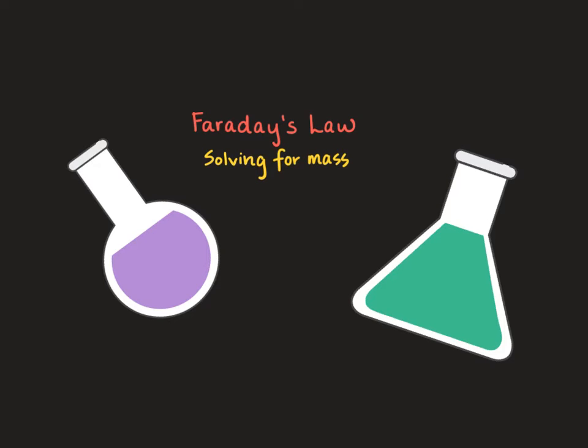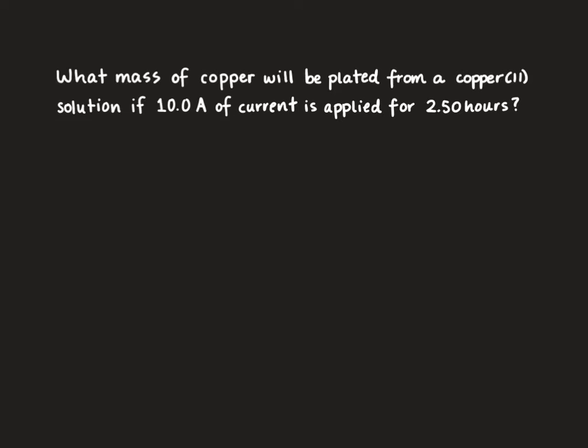In this video, we're going to look at a Faraday's law problem in which we're solving for mass. Our problem is: what mass of copper will be plated from a copper 2+ solution if 10 amps of current is applied for 2.5 hours? Our first step in solving this problem is to write down our half reaction.